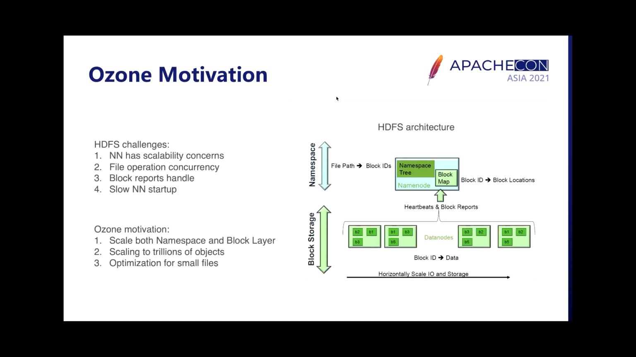So Ozone's motivation is to resolve some of the challenges from HDFS. For the HDFS use case, the name node has scalability concerns, and there is a lot of file operation concurrency which could cause problems or get stuck. HDFS also handles reports in the name node, so there is a heavy burden on the memory side. And the name node is very slow to start up, especially for large clusters. So Ozone's motivation is to scale both the namespace and block layer, also to scale to trillions of objects, and we do a lot of optimization, especially for small files, which the namespace has difficulty handling.